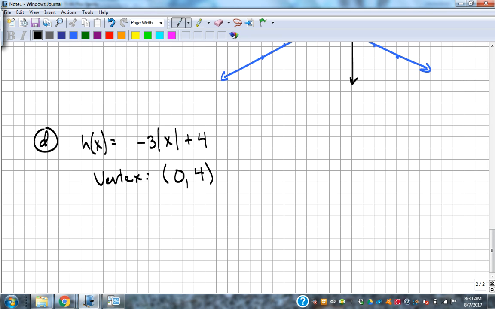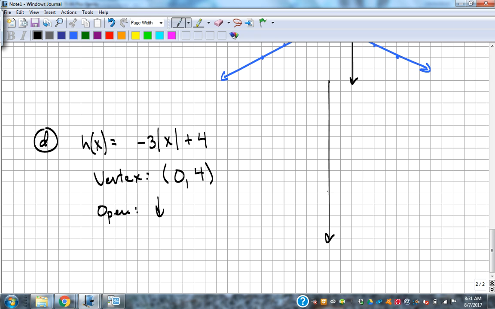Now, if there were nothing in front here, that would be a 1. But on the inside, we're looking for something added or subtracted. So that's where the 0 comes from. If there's nothing there, it's a 0. Okay, and this is going to open which way? Down. That's a -3. It's going to open down.